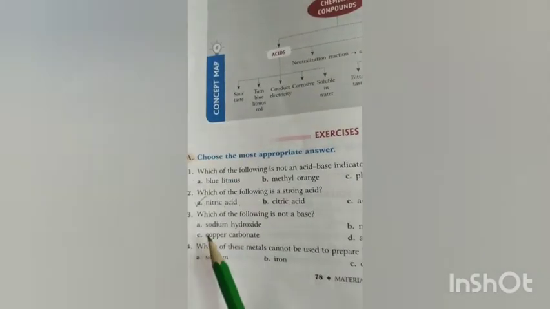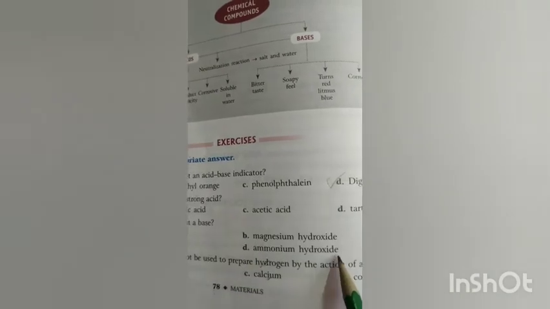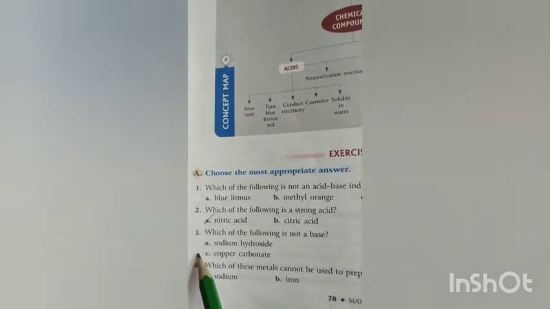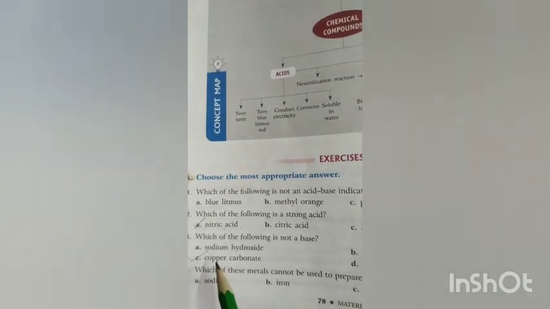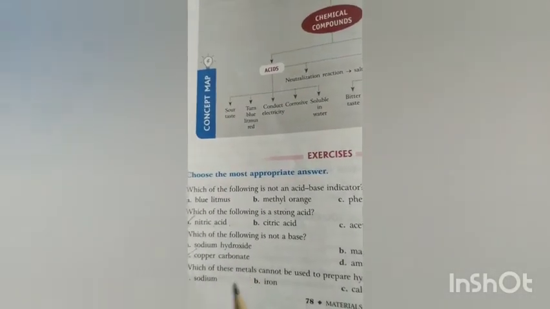Copper carbonate is not a base. See, ammonium hydroxide is also a base. So we are left with copper carbonate. Copper carbonate is not a base, but it is an ionic salt.